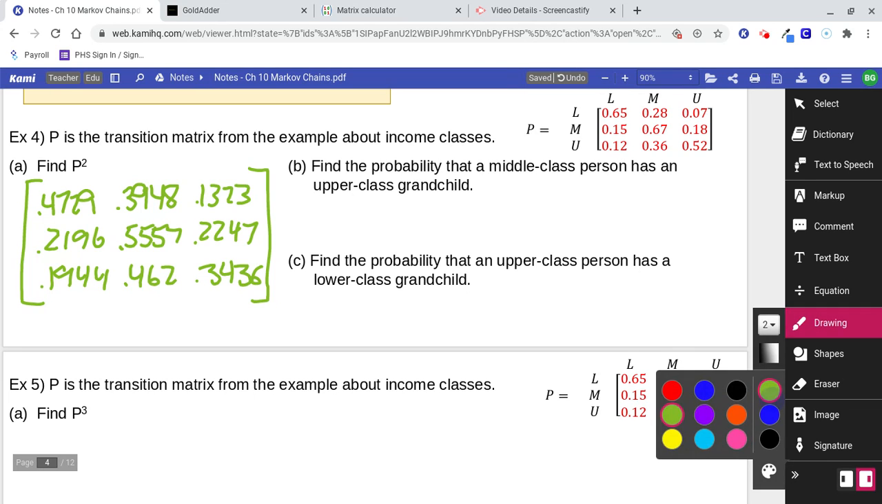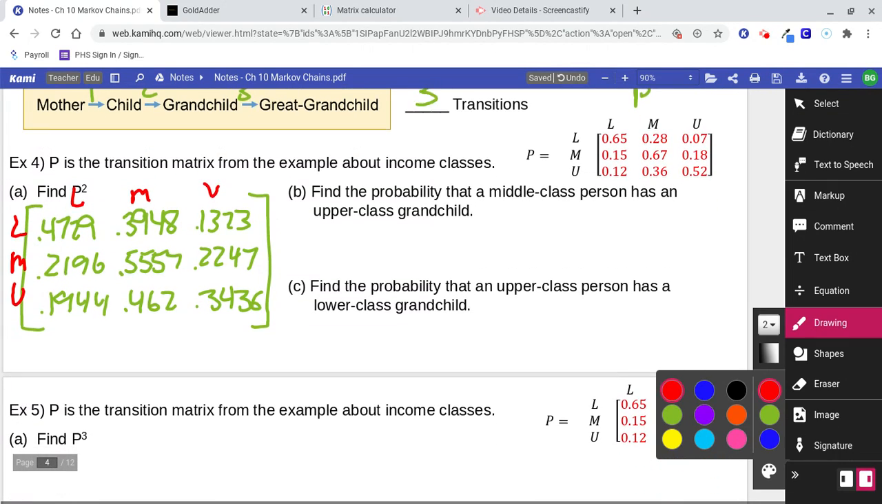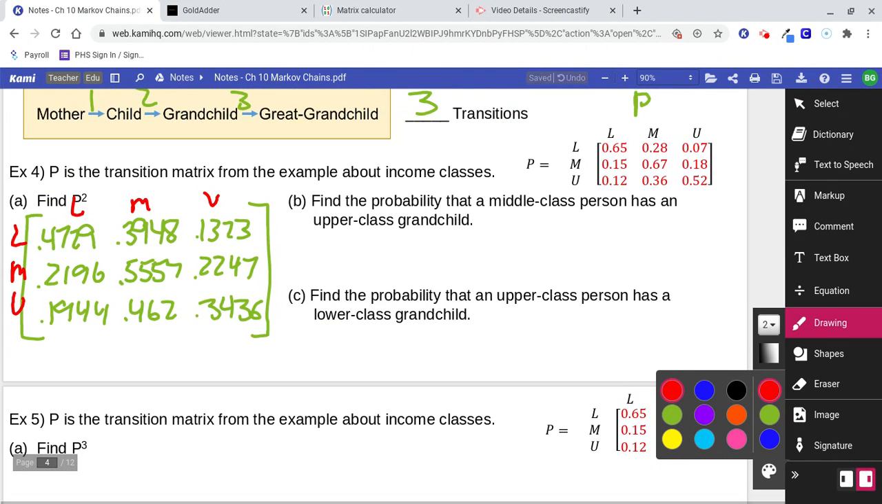Now remember what we're talking about. We're talking about going from lower, middle, and upper to lower, middle, and upper. So I like to go ahead and label the states along the side there just so I can remind myself of what in the world I'm talking about. LMU, lower, middle, upper. So part B says, find the probability that a middle class person has an upper class grandchild. So remember, going to a grandchild is 2 transitions. And that's what we have here when we have P squared, we're showing those 2 transitions. So we want to go from middle to upper. So probability from middle to upper in 2 transitions.